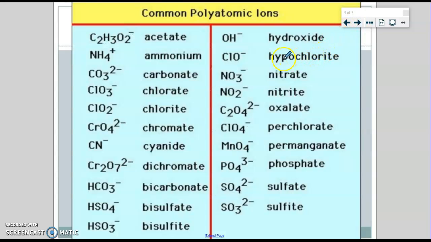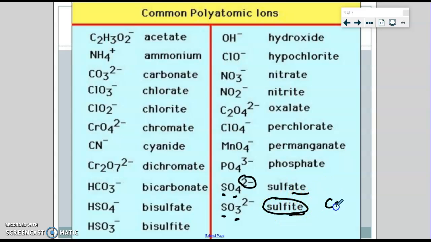Here's a list of polyatomic ions. You'll get more later. But see how we got sulfite, sulfate. Sulfate has a -2 charge, but has 1 sulfur, 4 oxygens in it. Sulfite has a -2 charge, but it has 1 sulfur, 3 oxygens. So this little chunk acts like one ion and then would bond to something else.